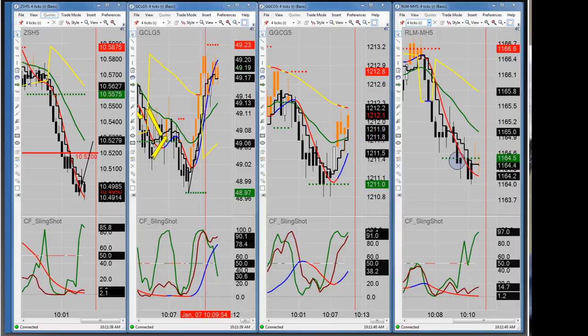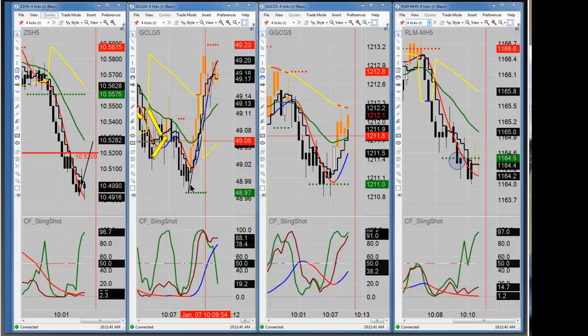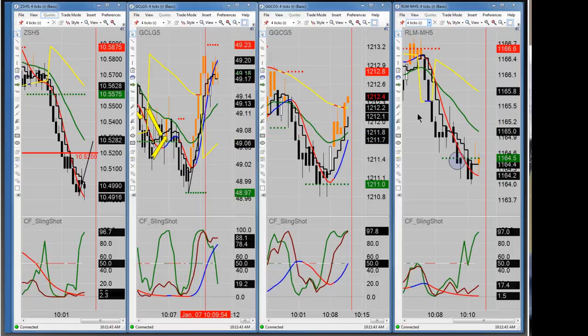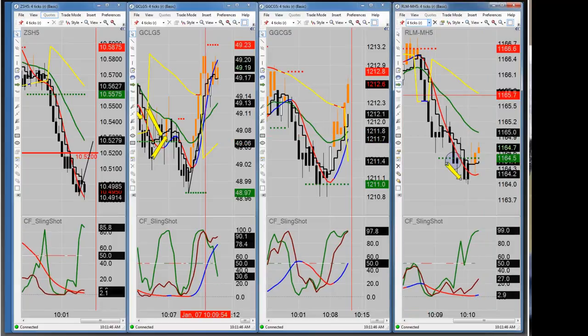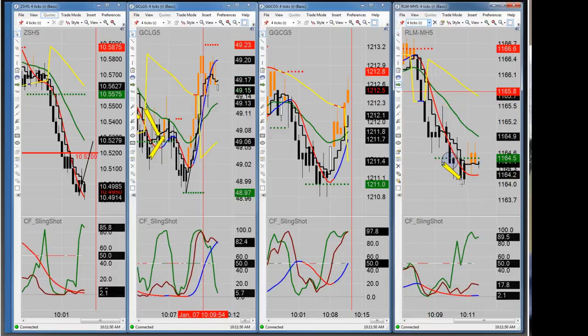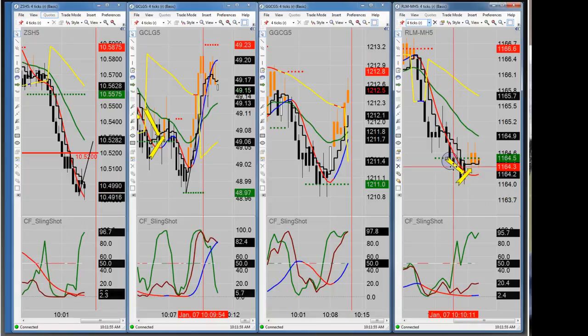One more Russell trade. Down the tubes. Let me mark that one. Was a momentum short right there. Oh, but I was actually in on the pullback, so it was there to there.